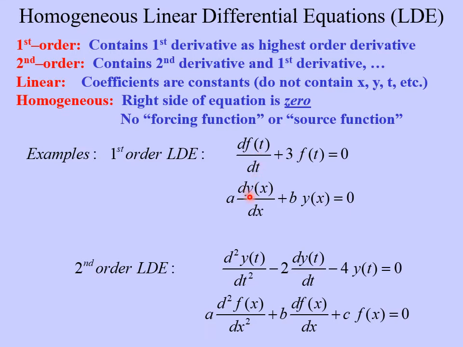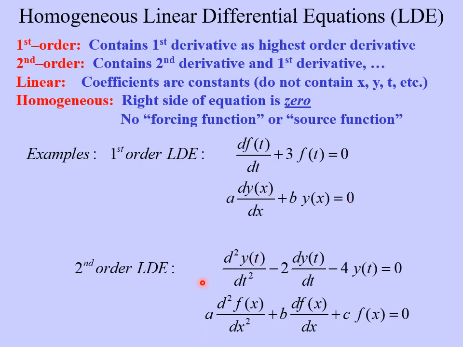Now, this is another one: a times dy/dx plus b times y of x equals 0. Again, these are constant coefficients, which make it linear. This is a first order derivative, so it's a first order equation. And the right side is 0, so it's homogeneous.